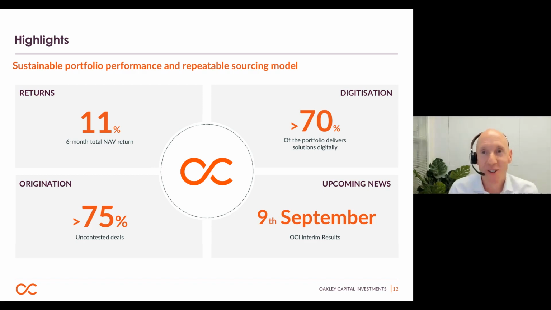The next news for us will be our interim results, which we'll look to publish on the 9th of September. We can provide you with a bit more detail on exactly what's behind the growth, the average EBITDA growth, the average EBITDA multiples that we're acquiring and currently holding the business on, and a little bit more flavour about the performance that we have achieved to date.